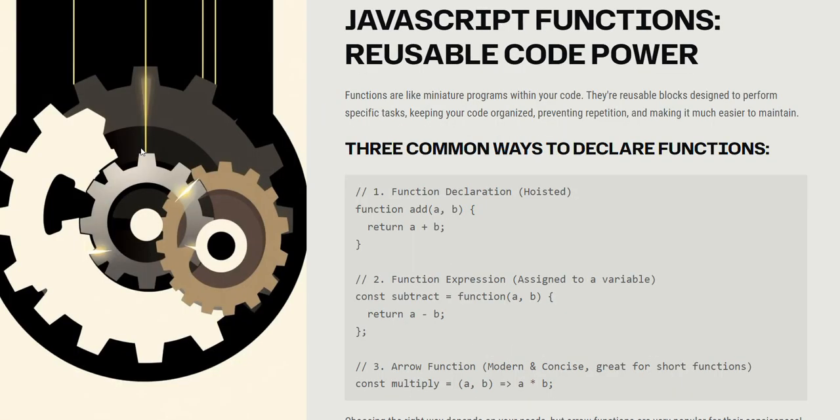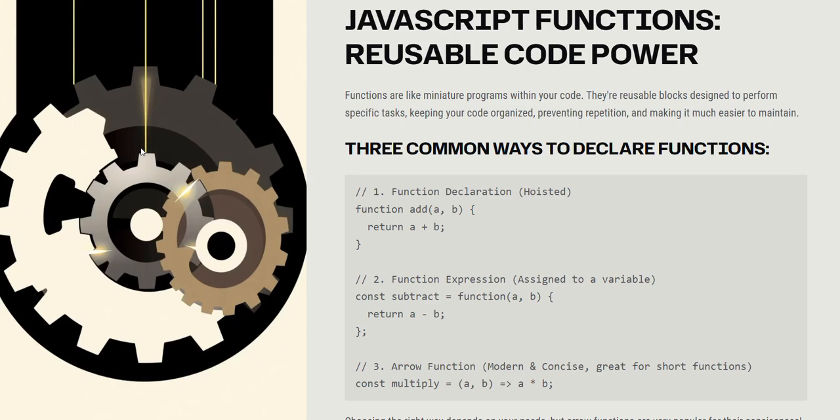And coming to the next one, JavaScript functions. The main use of functions is the reusability of code. Functions are like a miniature program within your code. They're reusable blocks designed to perform specific tasks, keeping your code organized, preventing repetition, and making it much easier to maintain.